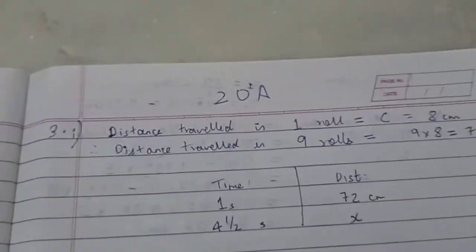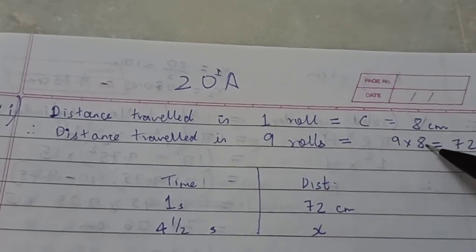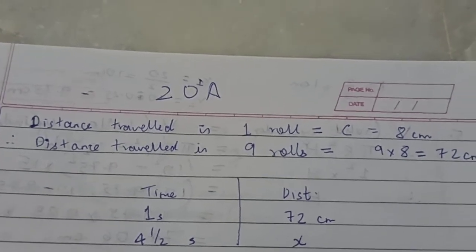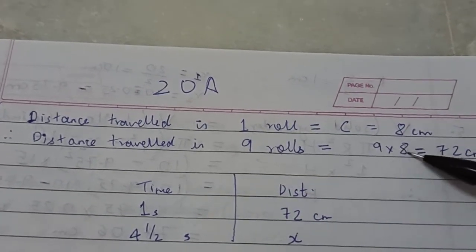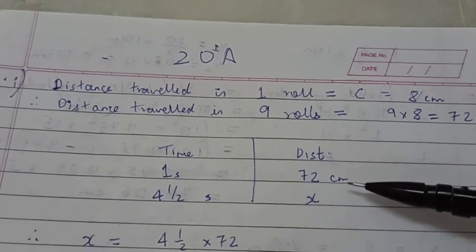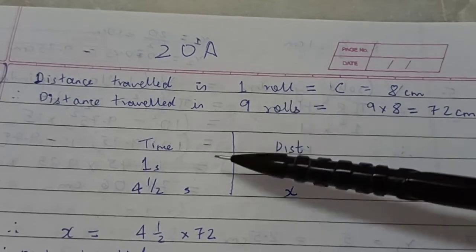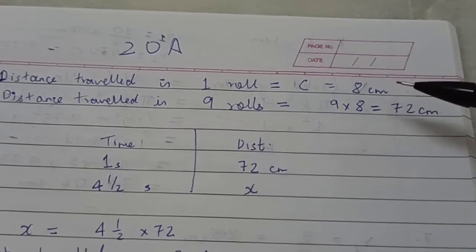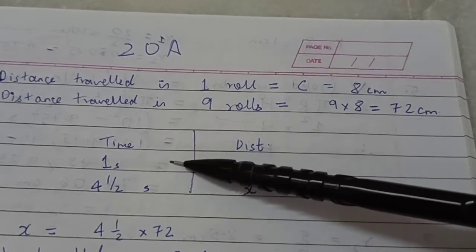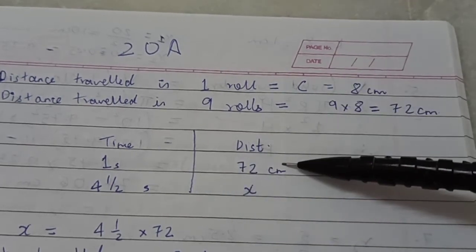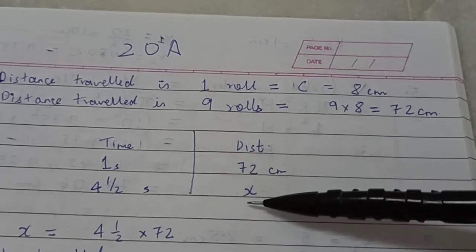Okay. First of all, distance traveled in one roll is nothing but the circumference, which is 8 centimeters. So the distance traveled in 9 rolls will be obviously 9 into 8, 72 centimeters. Now we'll use unitary method. See, the 9 rolls were completed in 1 second. That means the 72 centimeters were covered in 1 second. In 1 second, the distance covered is 72 centimeters. So in 4.5 seconds, how much distance will be covered? Cross multiply and get the answer.